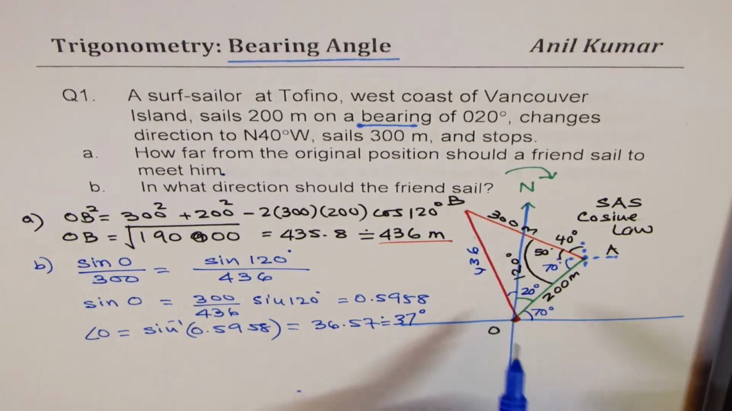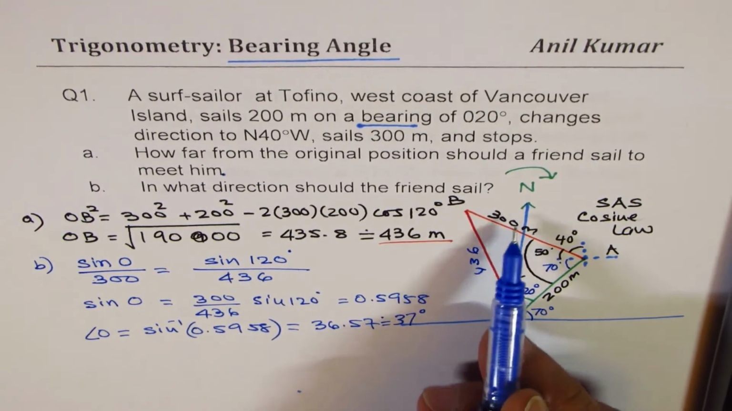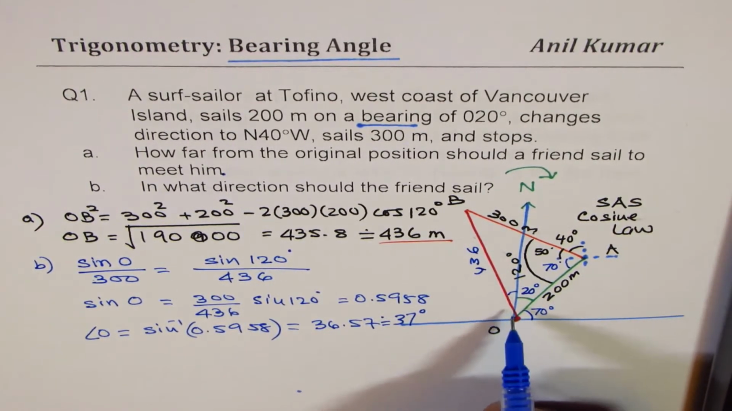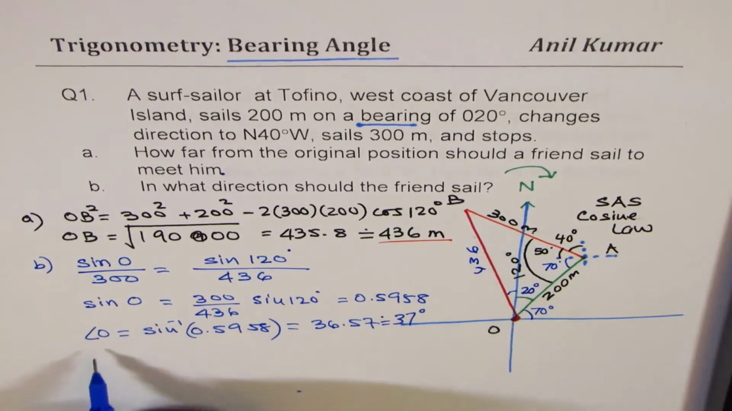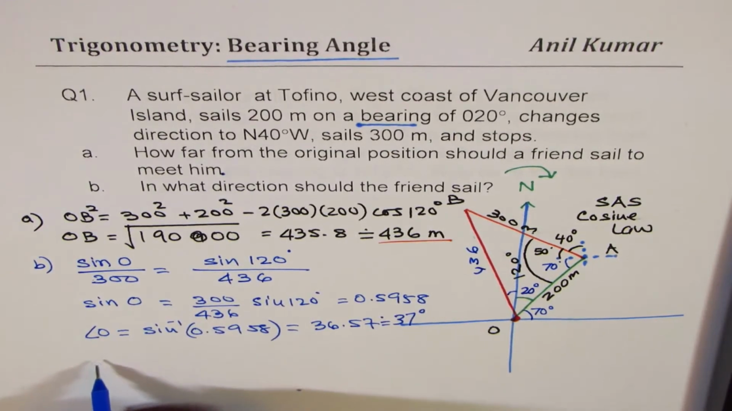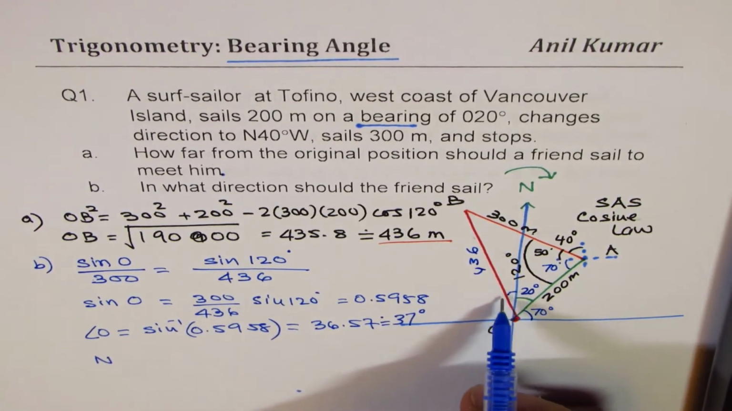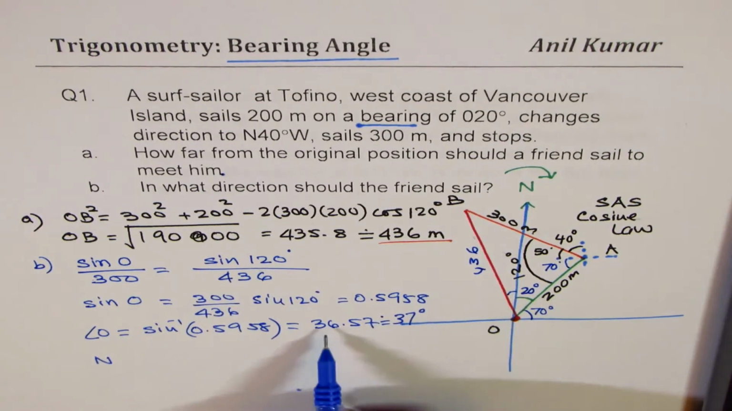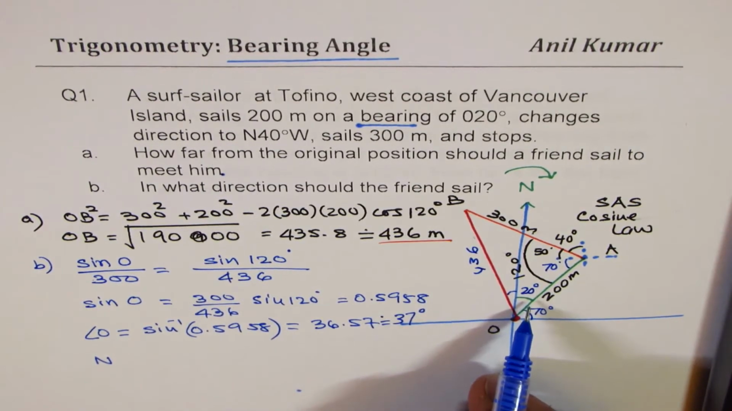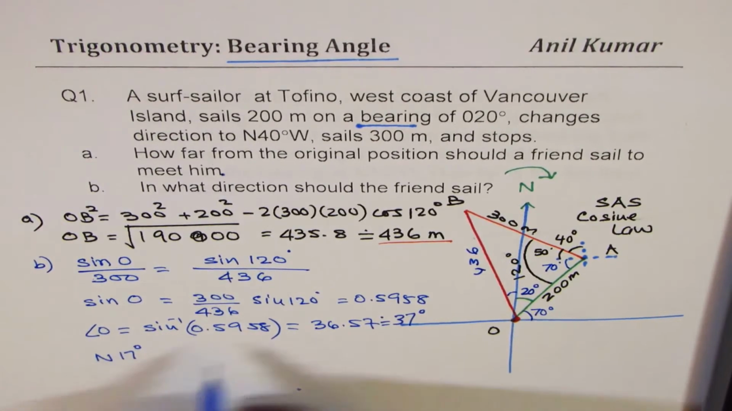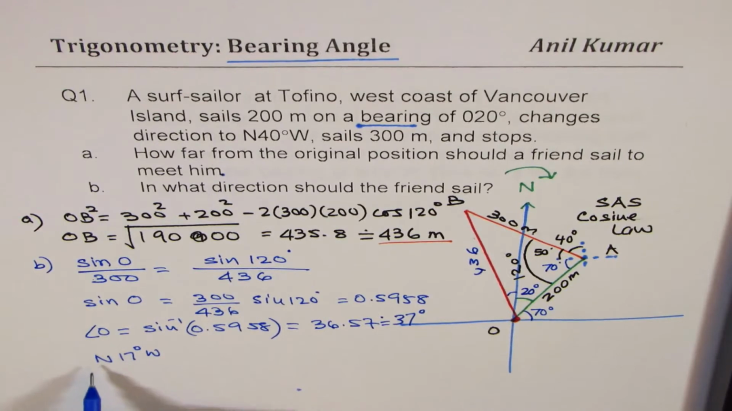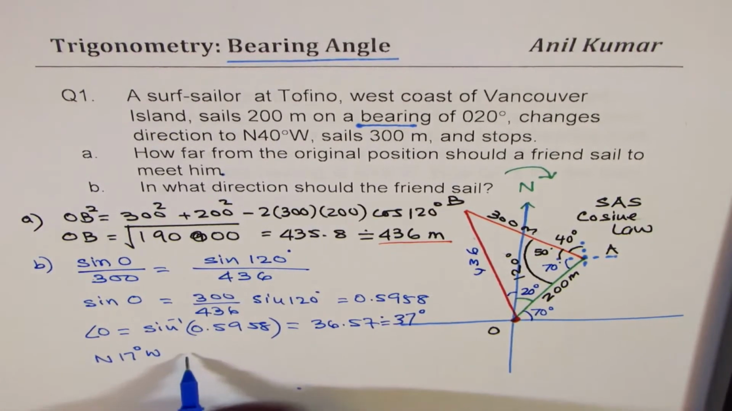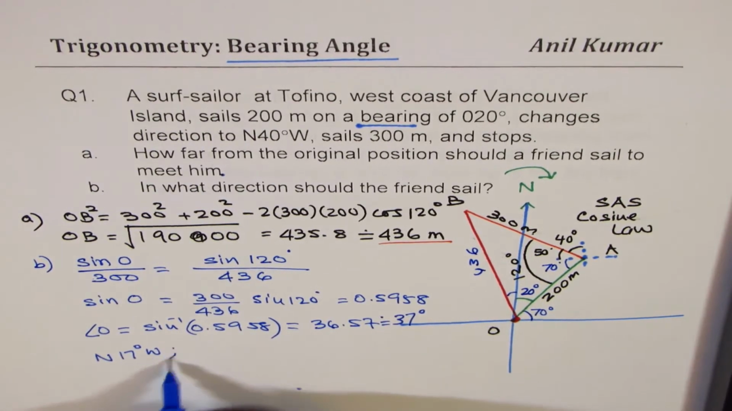Now the angle which we need to write is from the north. So from the north, the bearing angle could be written as the angle from the north. This angle is 37 minus 20, which is 17, right? 17 degrees west, right? So that is the bearing angle. So from north, 17 degrees west is the angle from O, right? This is one way of writing.